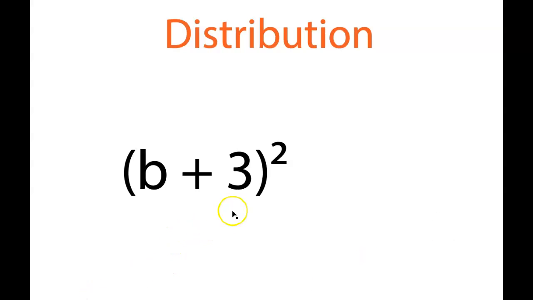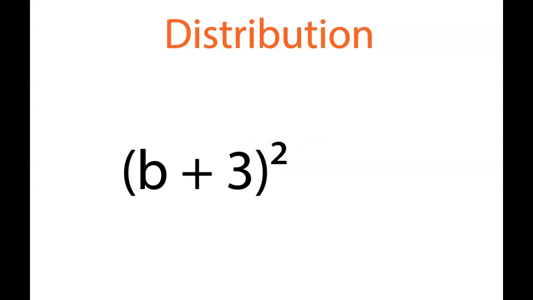If you know that this little tiny 2 means that it is squared, it means it is that thing times itself twice. This is a notation that we invented in math. So when you have something like 4 squared, you would do 4 times 4. If you had 9 squared, you would do 9 times 9. That's what that means. 9 times itself 2 times. In this case, it's this entire thing squared, b plus 3 squared.